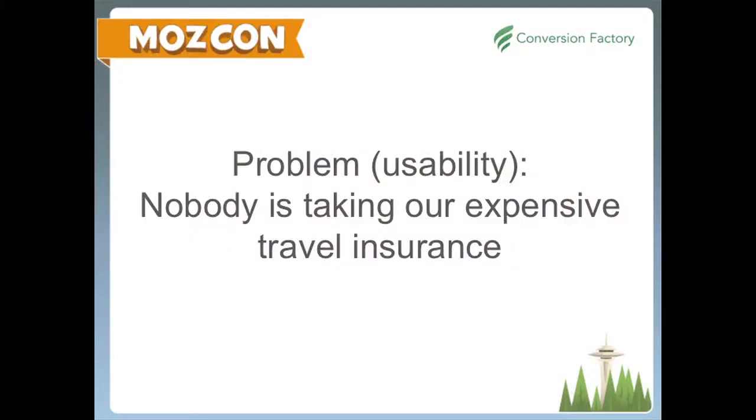The second problem we're going to look at is usability, in terms of what's stopping people achieving certain goals on your website. So this is another one taken from a UK travel company this time. The problem that they had was they had some travel insurance. This is how a lot of travel companies tend to make their money, but no one was taking them up on it.